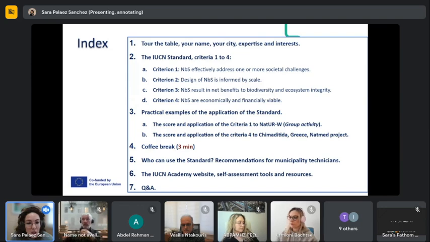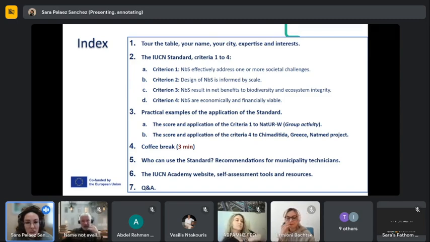Then we will have a coffee break, just 3 minutes. If you think this is not necessary, we can skip that and finish slightly earlier. Then we will also do a group activity with recommendations for municipality technicians, where I will ask you to be engaged and to be participative, also showing the reality of your own cities.